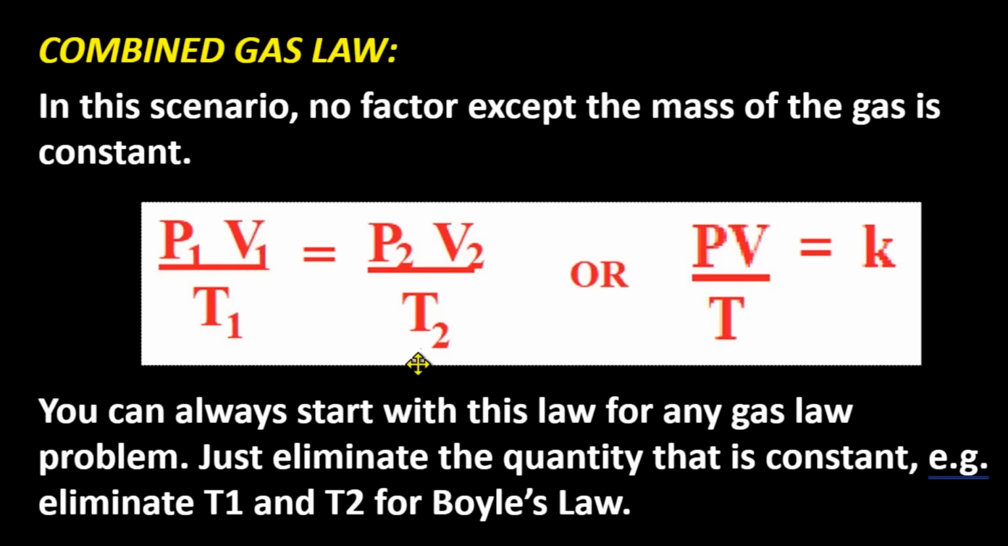Now, when doing a gas law question, it'll be wise to start with this formula instead of memorizing the previous three, because you can always just eliminate which of the quantities is constant. So for example, if temperature is constant, you just cross off the two T's here and you are left with P1 V1 is equal to P2 V2. If volume is constant, you cross off V1 and V2 and you get P1 over T1 is equal to P2 over T2. So memorize this one formula instead of the three before.